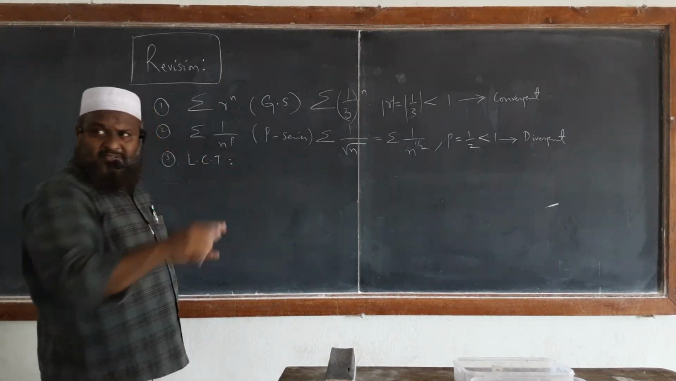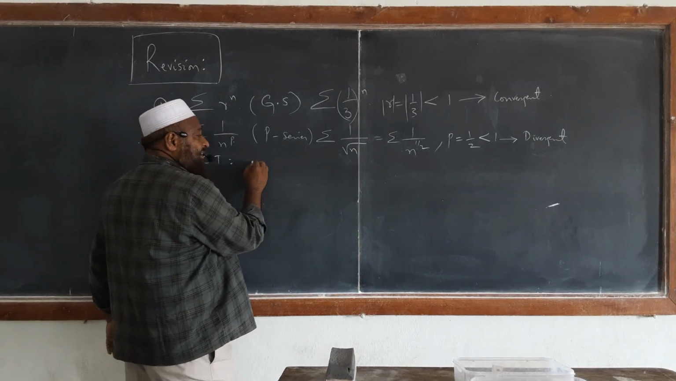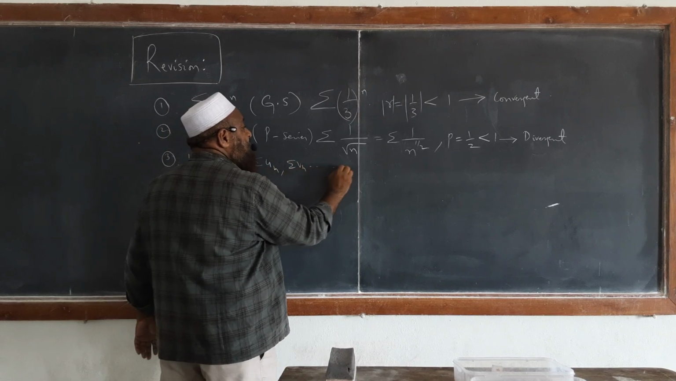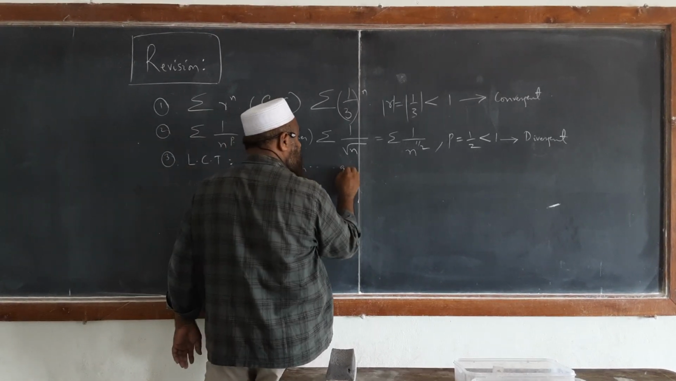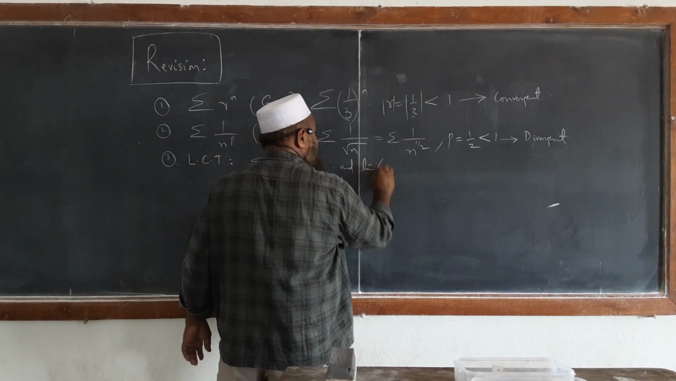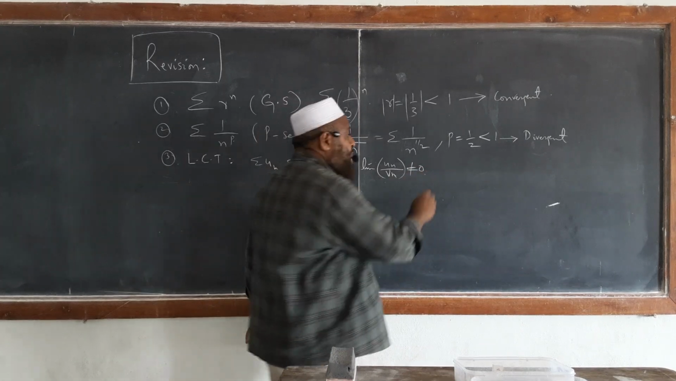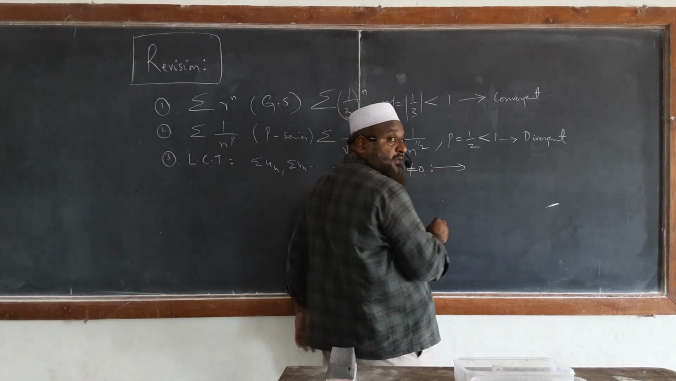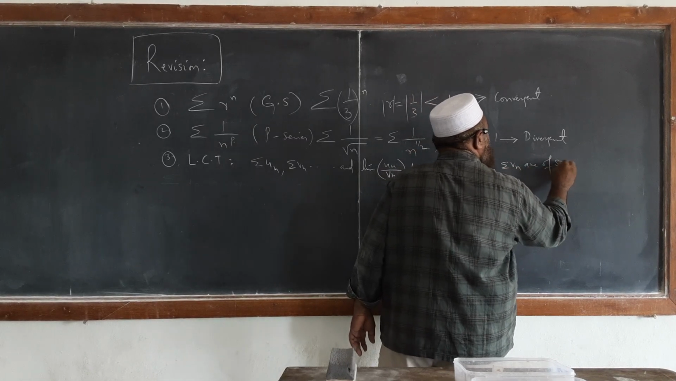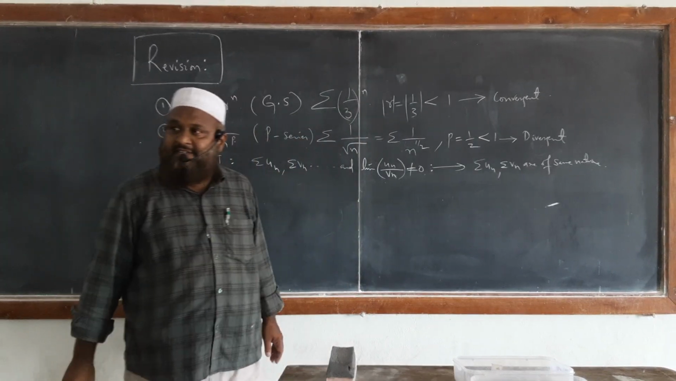I'll not write the full English sentence. If sigma un and sigma vn are two series of positive terms, and what is the condition? Limit of un by vn not equal to 0. What is the conclusion then? Sigma un, sigma vn are of the same nature. Both will be convergent or both will be divergent.